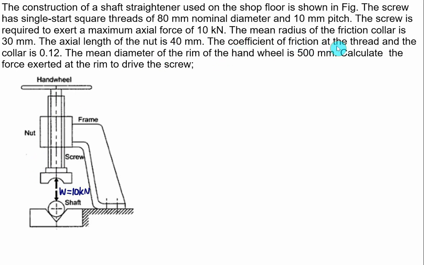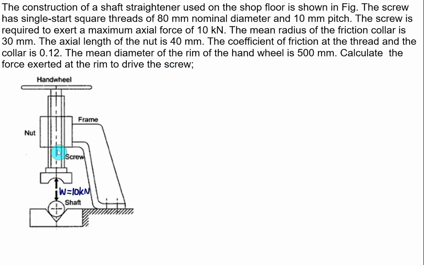The coefficient of friction at the thread and the collar is 0.12. So the coefficient of friction at the thread, that is the screw, is given as 0.12, as well as for the collar, also equal to 0.12. We have to calculate the torque required to overcome the friction in the collar and the screw. The mean diameter of the rim, which is the hand wheel, and we are calling it a rim because it's a very thin section, is 500 mm. So the diameter is given as 500. So we know the radius of the hand wheel is equal to 250 mm. Calculate the force exerted at the rim to drive the screw.